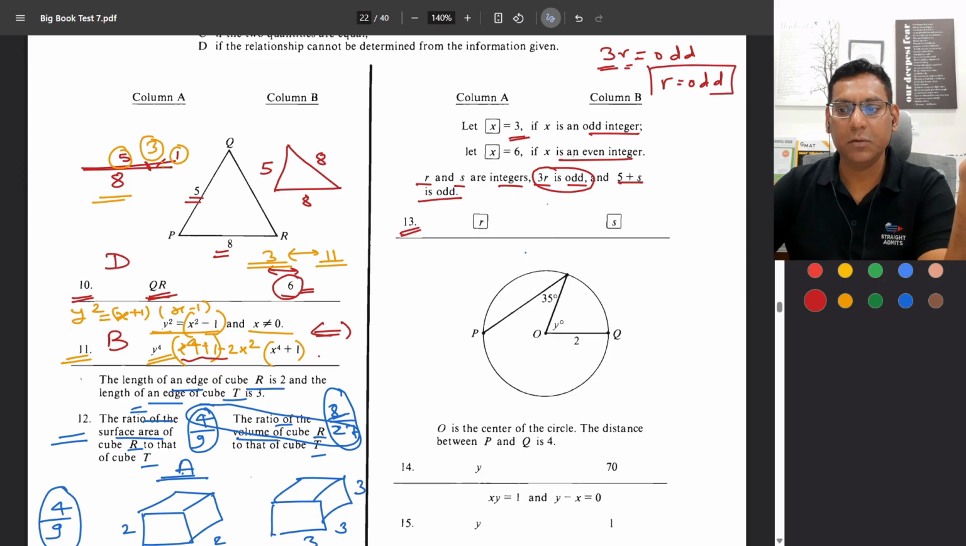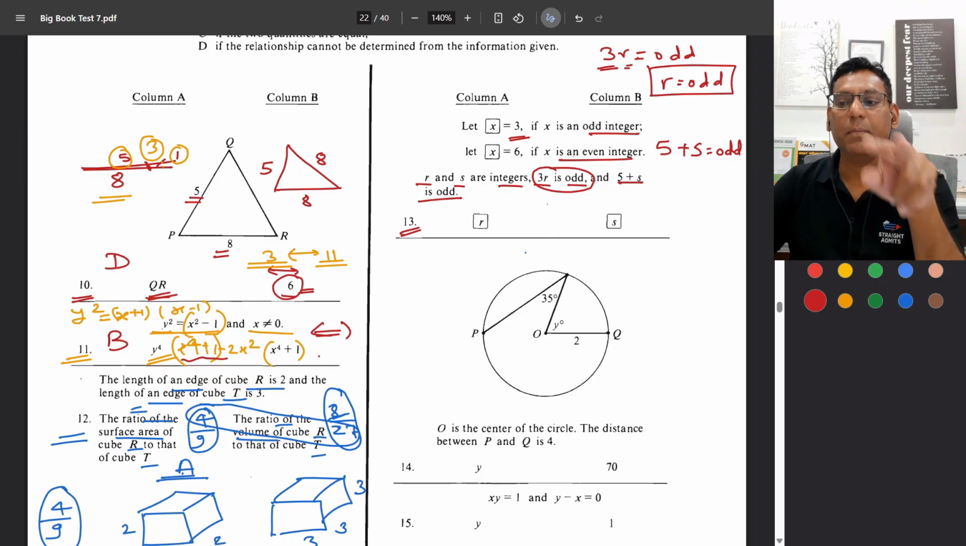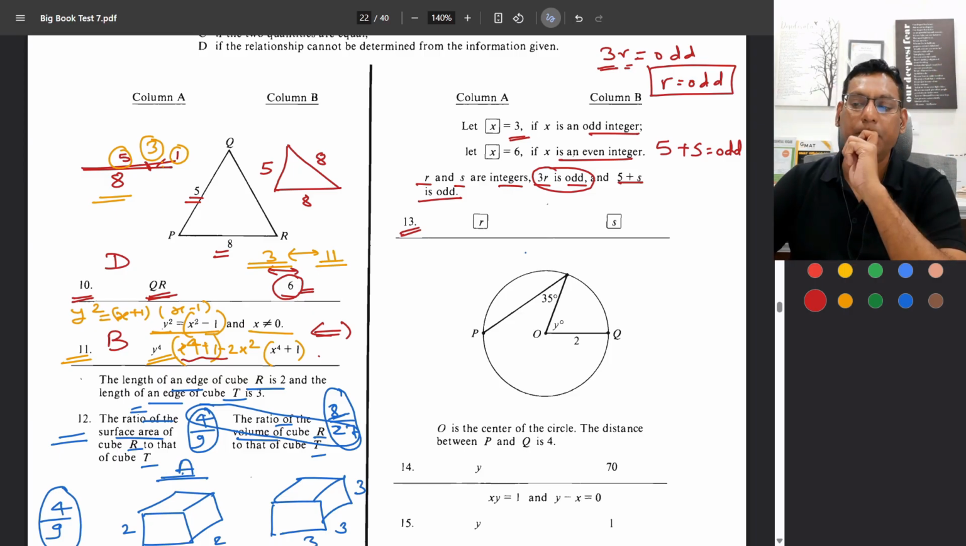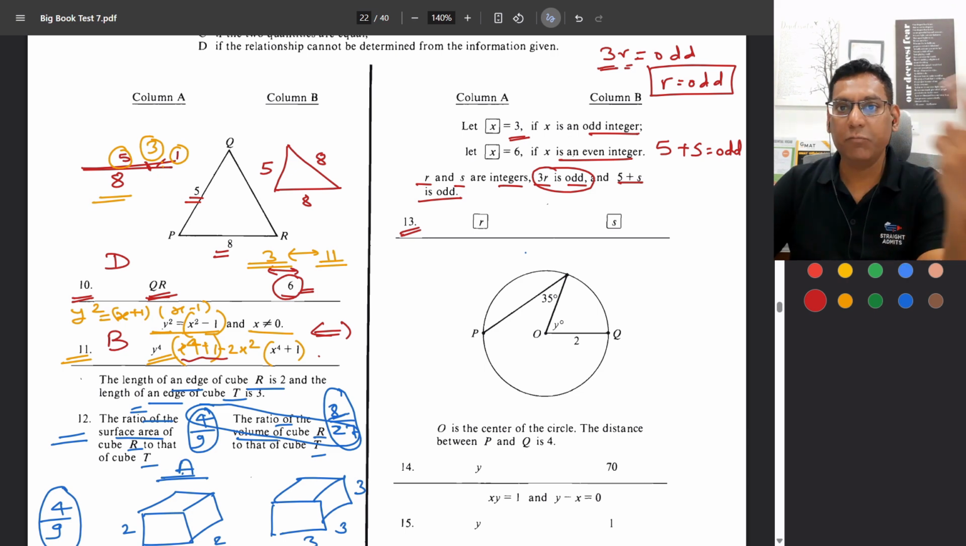That much I learned. Okay, what is the second statement? 5 plus S is odd. When do I get the sum as odd? When one is even, the other is odd. Correct. If both are even, I get an even sum. If both are odd, I still get an even sum, but I'm getting an odd sum. So one is odd and the other is even. This is already odd, so this has to be even.